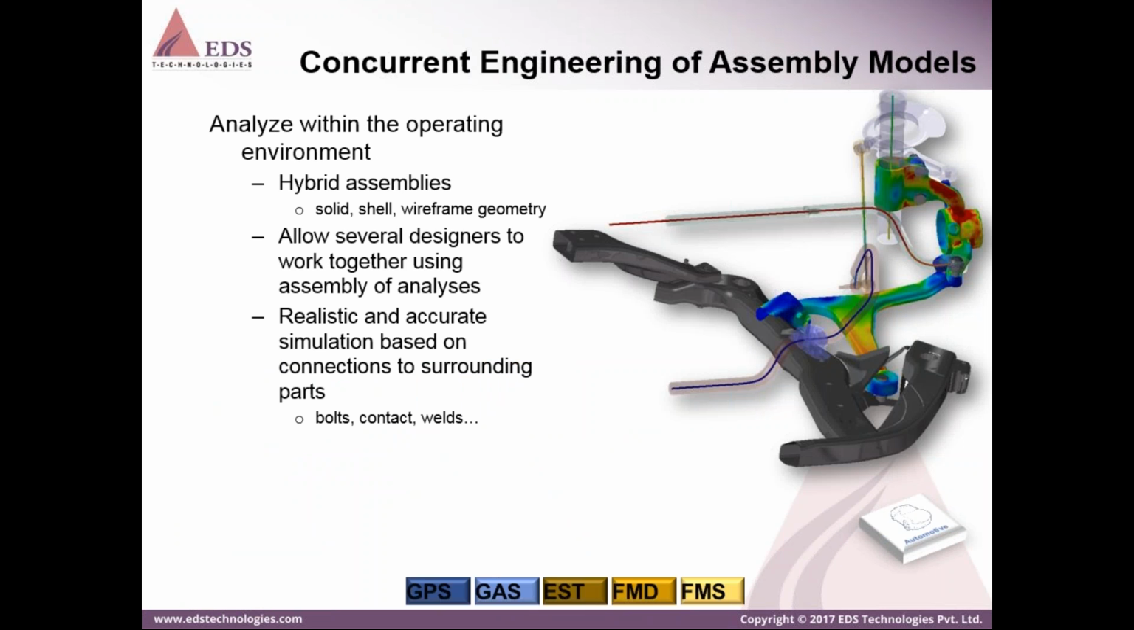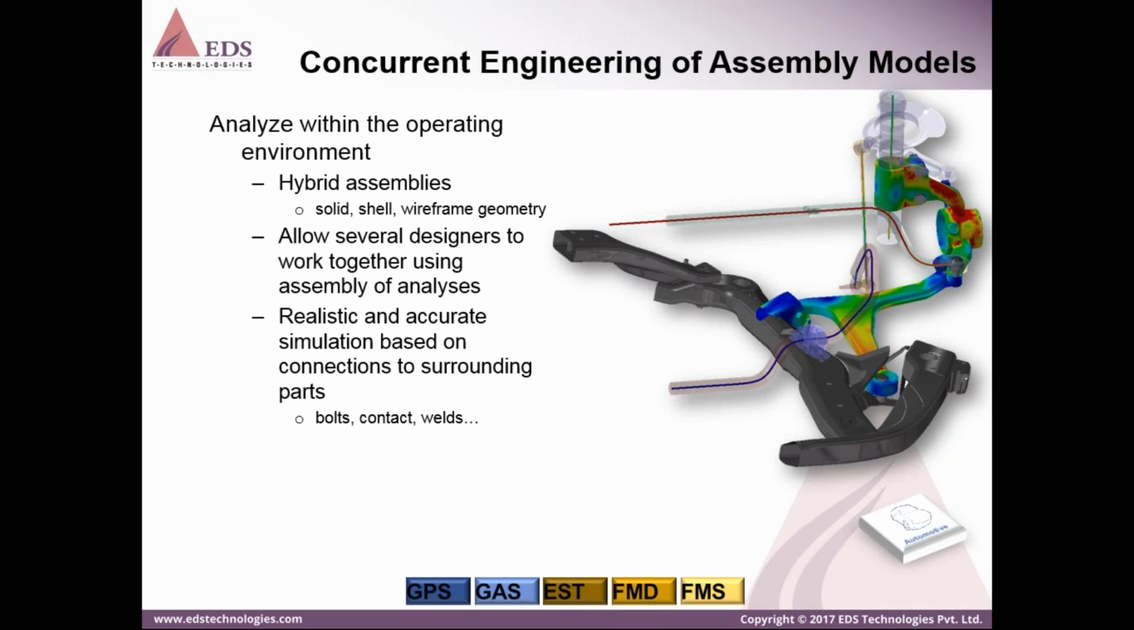Concurrent engineering of assembly models. We can do the analysis for different types, like 1D, 2D and 3D elements can be combined, that is hybrid assemblies. For the model, we can have solid mesh for a few of the parts. For a few of the parts, there can be 2D meshing, and there can be some wireframe, that is 1D elements also. So this is called hybrid assemblies.